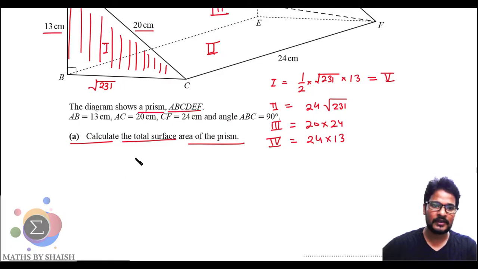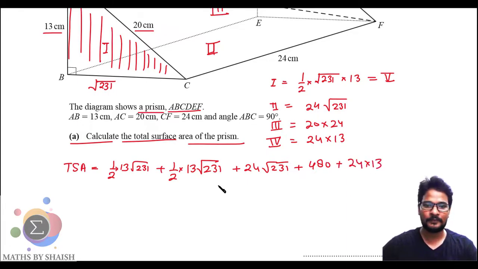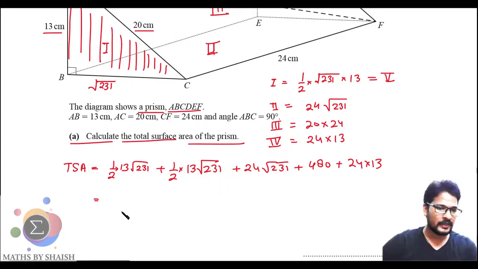Calculate the total surface area by adding them all. So total surface area TSA is 2 times this, because first and fifth, 1 upon 2, 13 root 231, plus again 1 upon 2 into 13 root 231 plus 24 times root 231 plus 20 into 24, that is 480, and plus 24 into 13, and then we will calculate them from calculator.